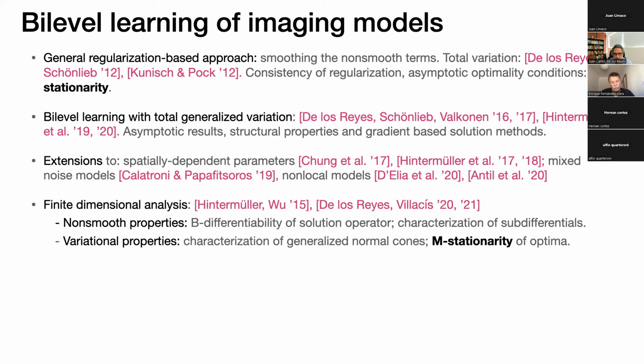And the problem was thereafter considered. These three bullets in this first part were considering actually the infinite dimensional models. And these infinite dimensional models were very complicated to analyze. And so what was done thereafter was considering a finite dimensional analysis where the non-smooth properties of the operators were more straightforward to analyze with two types of techniques. The first one is the so-called Bouligand differentiability of the solution operator, which allows to characterize sub-differentials and also to characterize the solutions or the minima of these types of problems.